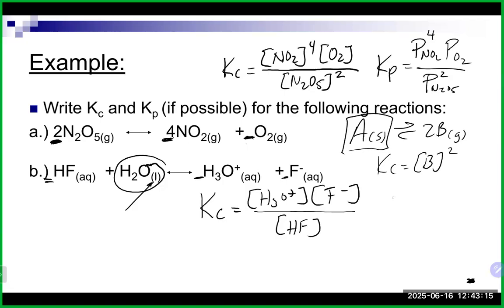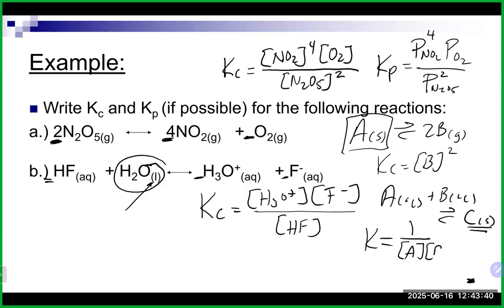Now let's just say, for example, you had something like this. In this case, if I were to write the K value for this, I would not include the products, right, because it's a solid. So what should I do? I should do 1 over the reactants, A and B. So if you happen to have something on the product side that's not included, you just do 1 over the reactants. If you have something on the reactant side that's not included, and that's the only thing there, then it's just the products. Any questions on any of that?